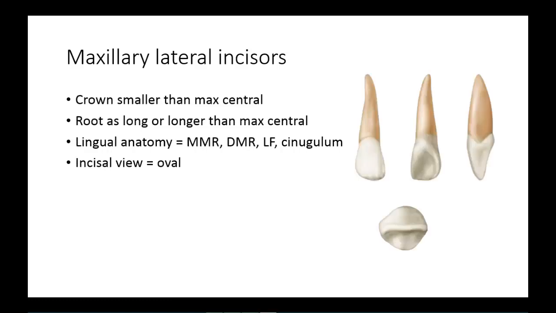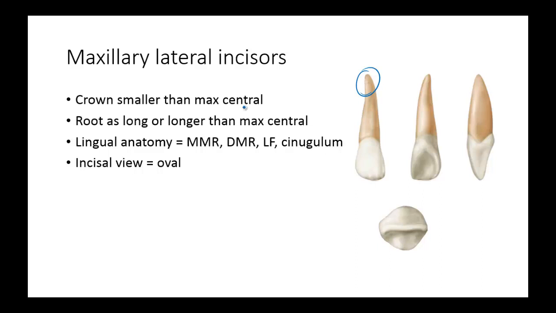The maxillary laterals are pretty similar to the maxillary centrals. The main difference is the root. Even though the root is as long, if not longer, than the maxillary central, you will find that it has a distal inclination. If a tooth's root is inclined in a direction, it is always going to be distally inclined, except for the mandibular canines. Those are the only teeth that can have a mesial inclination. All other teeth will be inclined distally, including the maxillary laterals, whereas you don't usually see that in the maxillary centrals.